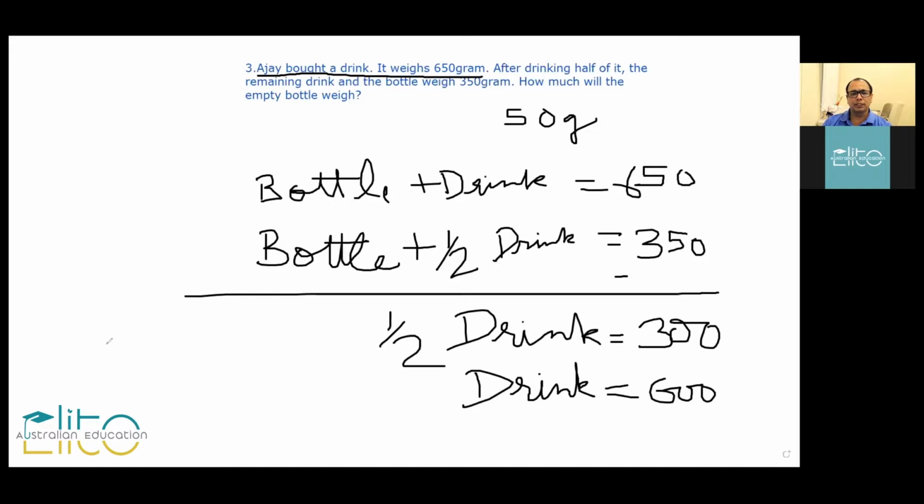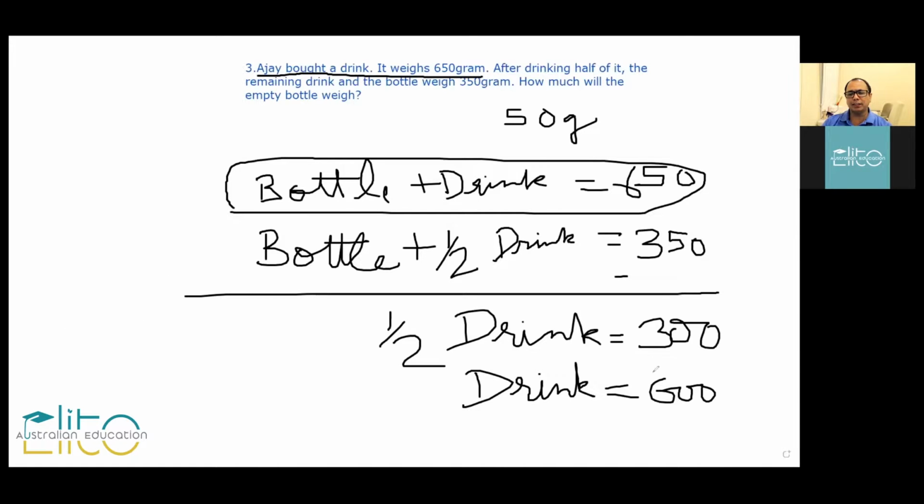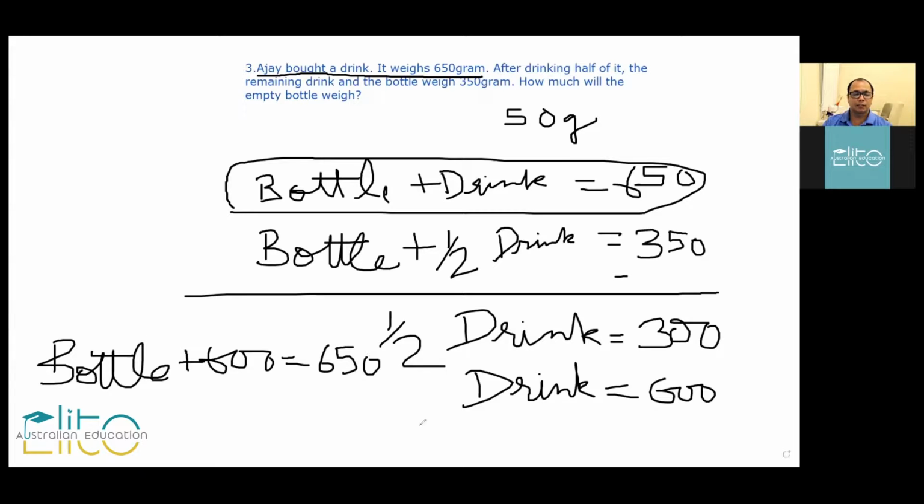Now what I do is, in the first one, I replace the drink with 600. So we have got bottle plus 600 equals 650. And I have never seen a child who has not been able to answer this, that the bottle equals 50. But if I started to explain it using X and Y, I don't think anybody from years 3 and 4 can do it.